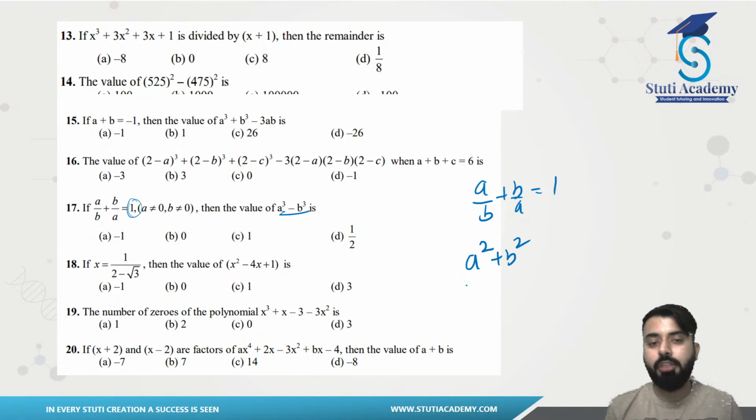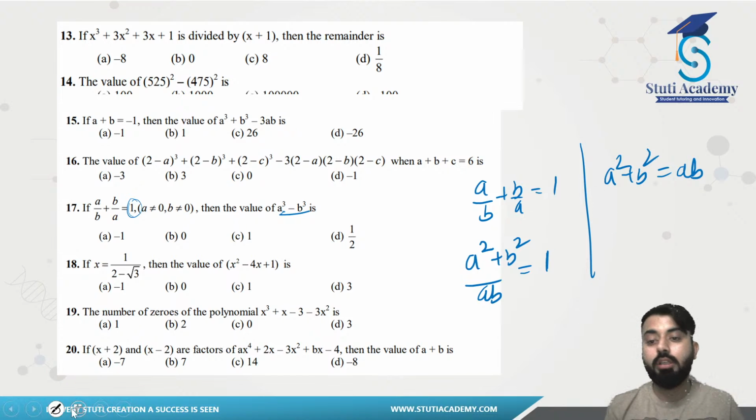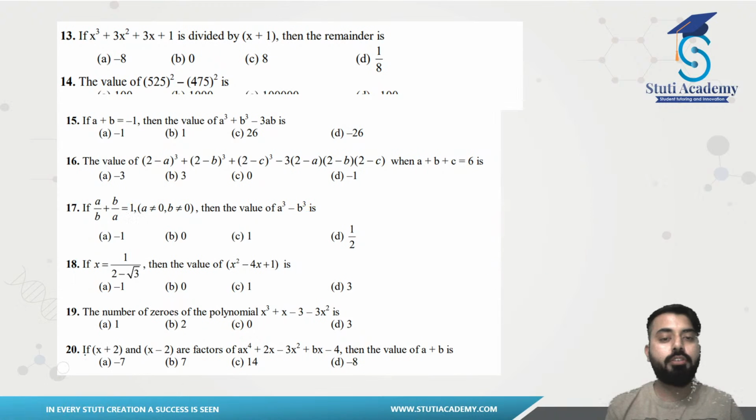a square plus b square over ab equals 1. So you guys see, a square plus b square, that is equal to ab itself, right? You guys know how to take LCM. So if I just write the square of a plus b, let's erase this and try to find it. That will be a square plus b square plus 2ab.